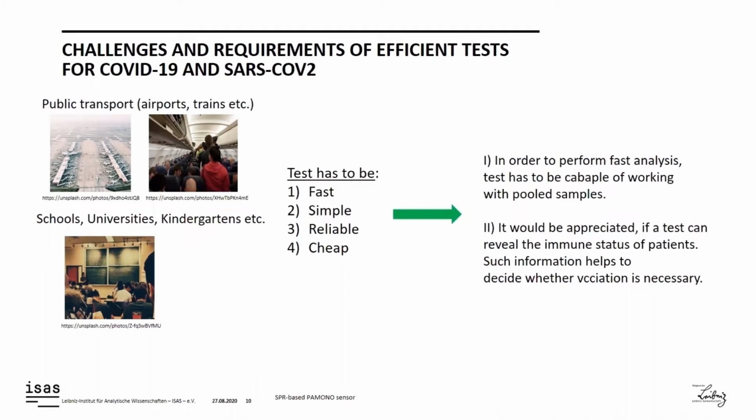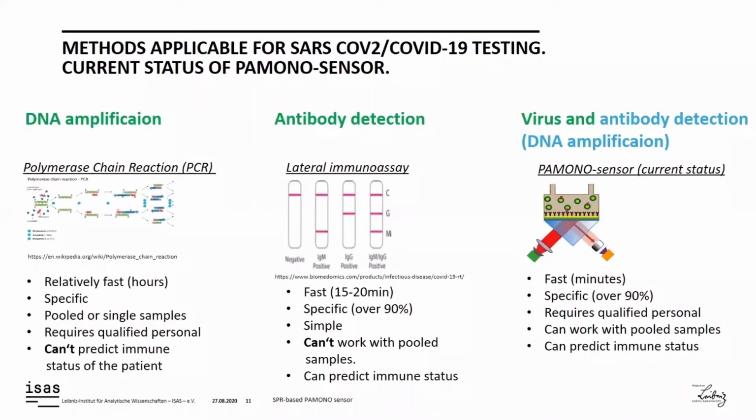So what is the position of the PAMONO-sensor among other tests which are currently available? The DNA amplification method, polymerase chain reaction, is the most common for the detection of viral nucleic acids in samples. However, this method cannot provide information about the immune status of the patient.